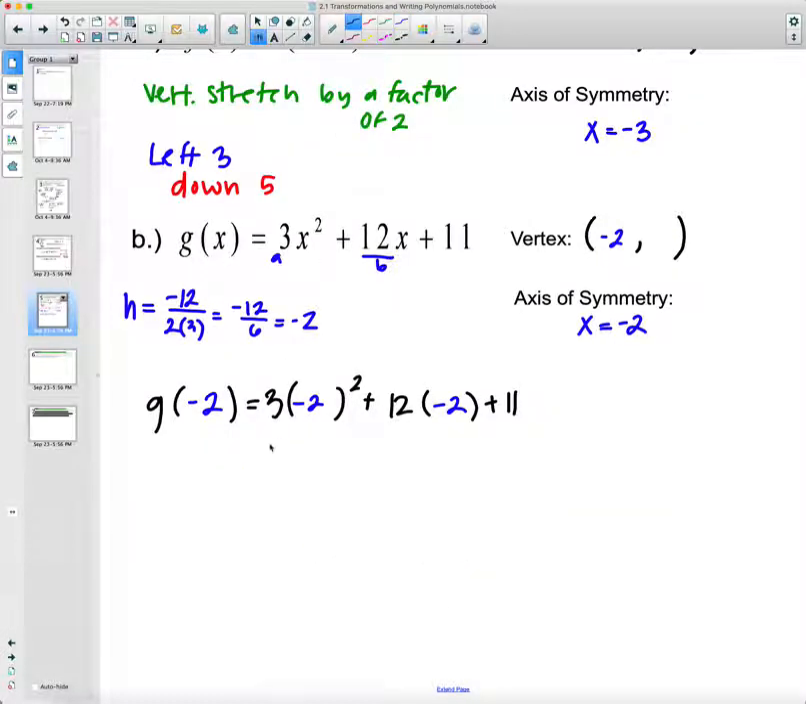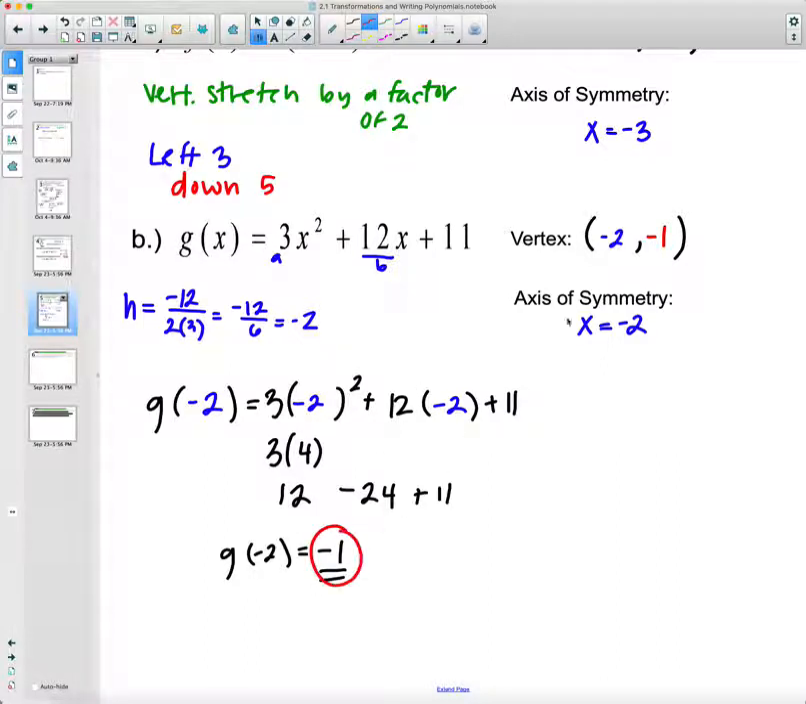And then just simplify. So -2 squared is +4, which 3 times 4 is 12. 12 times -2 is -24. And then we have that plus 11. So 12 minus 24 is -12. Plus 11 is -1. So the y-coordinate of your vertex is -1. So when you plug that value back in, what do you get?